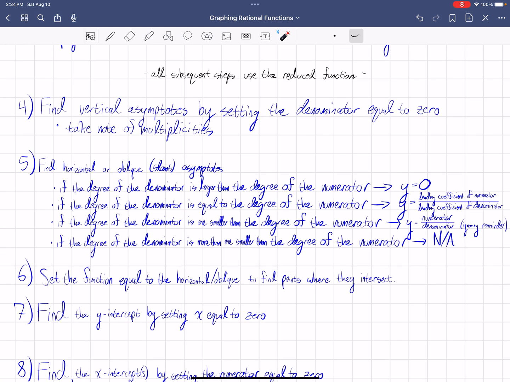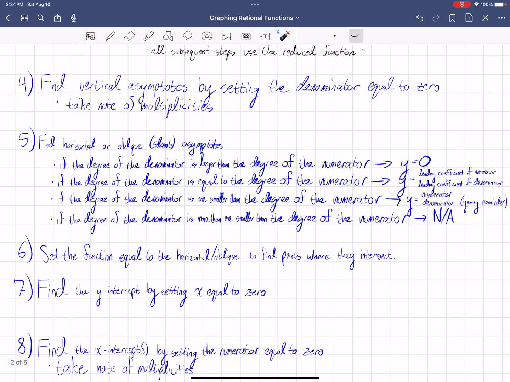If the numerator is 1 degree higher than the denominator, or if the denominator is 1 degree lower than the numerator, you'll have a slant asymptote. And you'll find that slant asymptote by just dividing the numerator by the denominator. And you'll ignore the remainder when you do that division. That'll be your slant asymptote. Finally, if the denominator is more than 1 degree smaller than the numerator, you won't have any horizontal or slant asymptotes. So those are the rules. We'll practice using them in the examples that we do, but there they are.